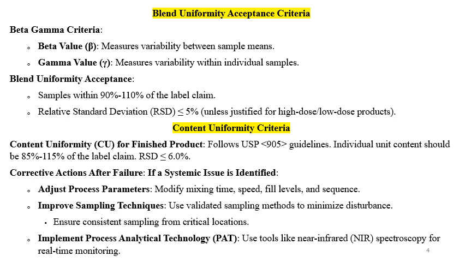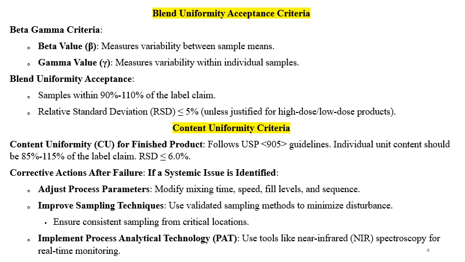Blend uniformity acceptance criteria. There are certain acceptance criteria, and the most important criterion is that blend uniformity samples should be within 90 to 110% of the label claim, and the relative standard deviation, that is percent RSD, should be less than 5% unless justified for high dose or low dose products. So it is very important to understand the blend uniformity criteria: the assay of the blend should be within 90 to 110% of the label claim and RSD not more than 5%.